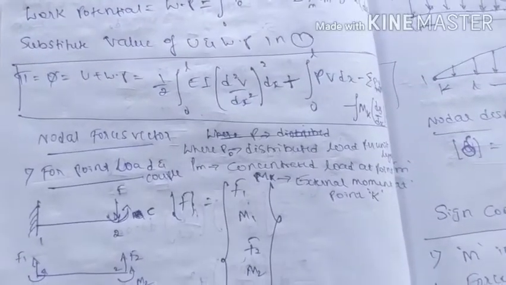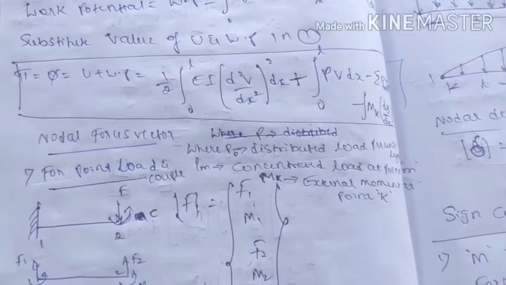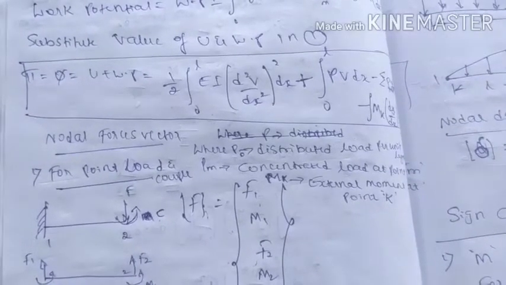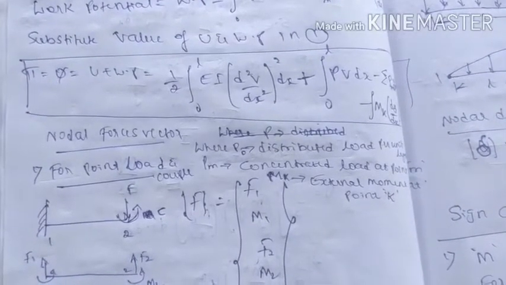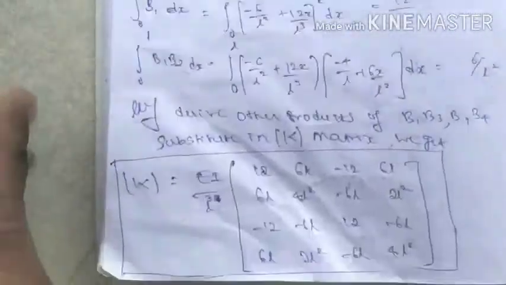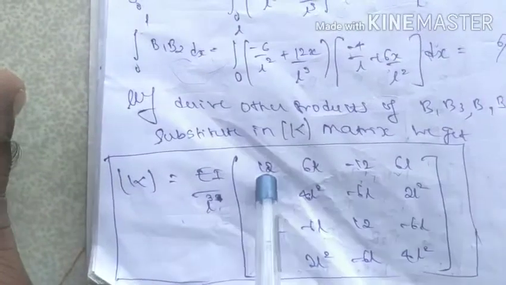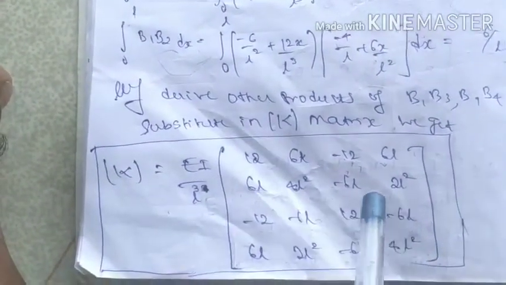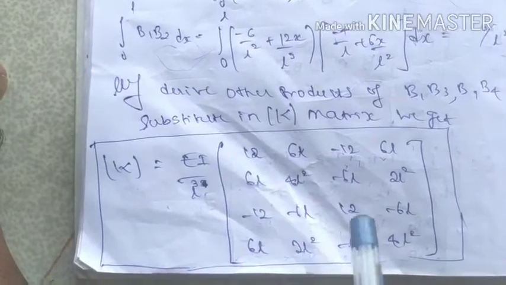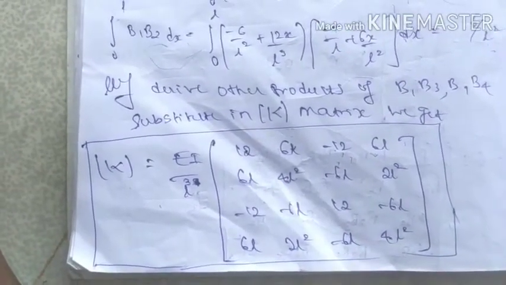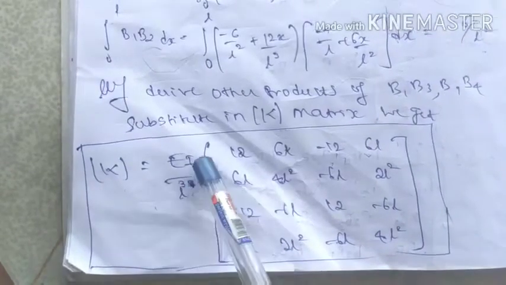Welcome to all. In the previous video, we discussed the potential function for the beams, and also derived the stiffness matrix for the beams, that is EI by L cube times 12, 6L, minus 12, 6L; 6L, 4L square, minus 6L, 2L square; minus 12, minus 6L, 12, minus 6L; 6L, 2L square, minus 6L, 4L square. I think you are all familiar with this.